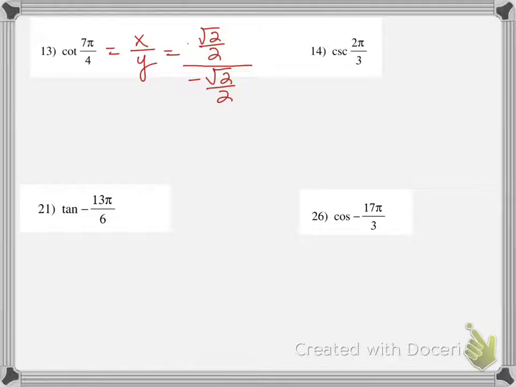So, as you take the cotangent of 7 pi over 4, what are we getting? Well, these two numbers are identical. So if they're identical, we can easily just say that they're canceling, right? And the answer would just be -1.